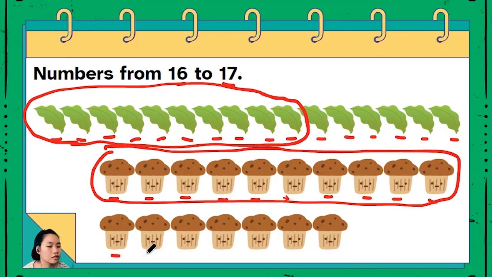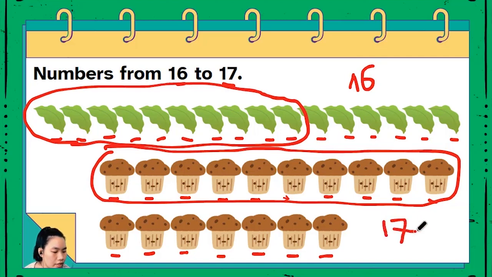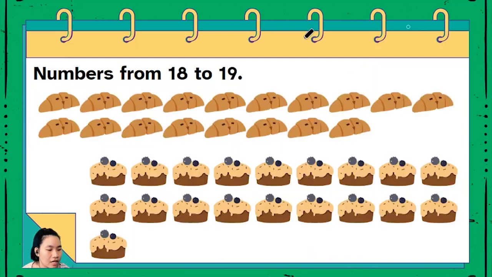11, 12, 13, 14, 15, 16, 17. Up here is our 16. We have 16 leaves. Down here is our muffins. We have 17 muffins, all right?